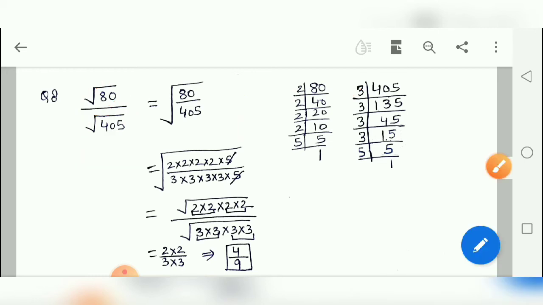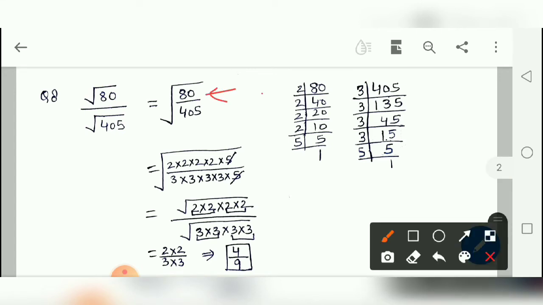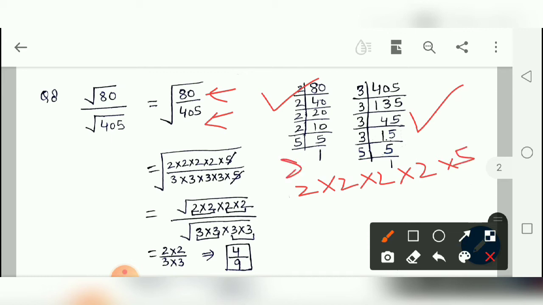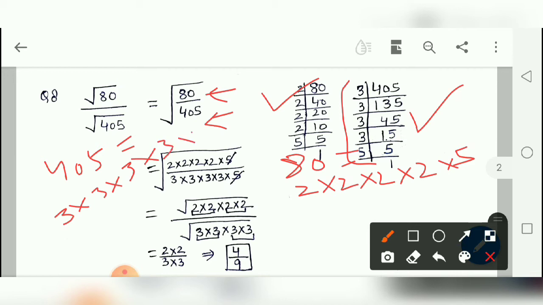Like in this question, 80 is not a perfect square, so we have done the prime factorization. 405 is also not a perfect square, so we have done the prime factorization. So 80 is equal to 2 into 2 into 2 into 2 into 5, and 405 is equal to 3 into 3 into 3 into 3 into 5 by the prime factorization method.